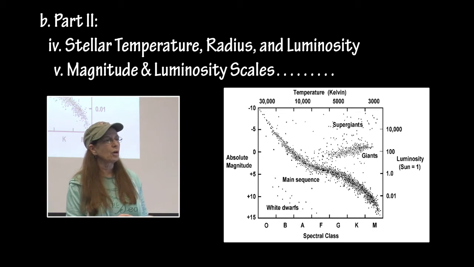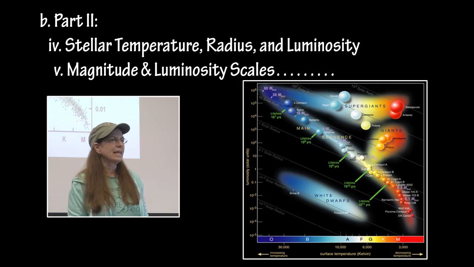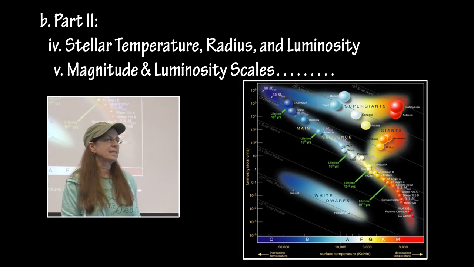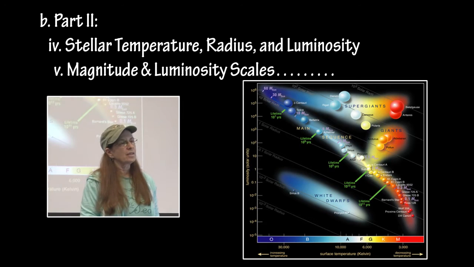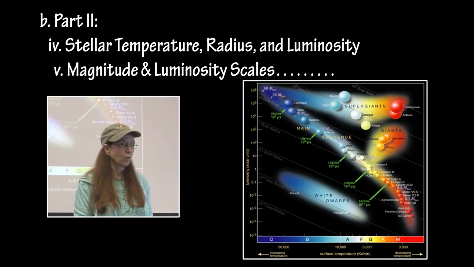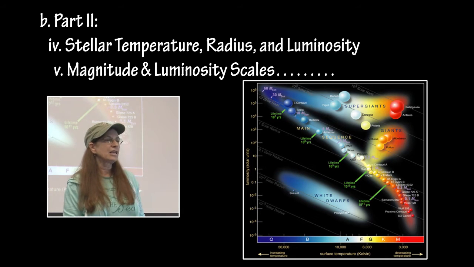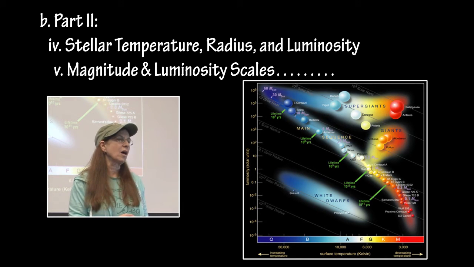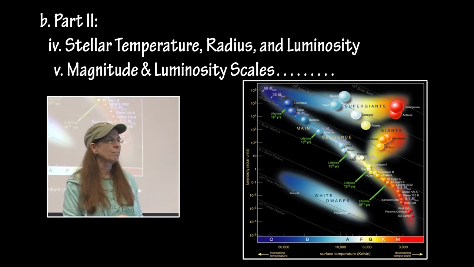And as we have shown, the temperature and the spectral class are related. And the luminosity scale is shown with this HR diagram. You can see that along the main sequence, the cooler stars, the smaller stars, have, of course, a smaller radius. And as you ascend up the main sequence to the hot ones, the radius gets larger and larger.